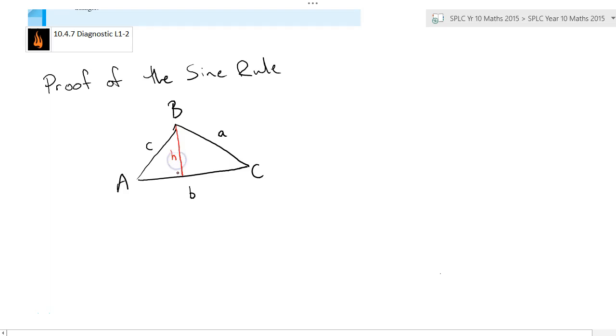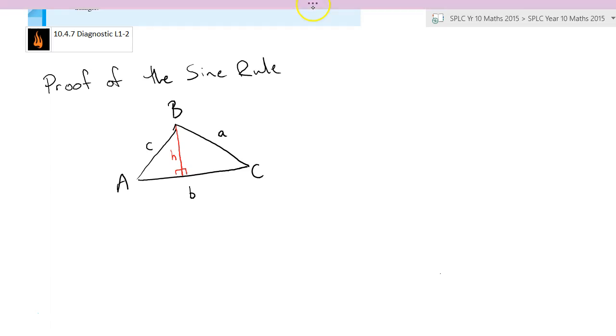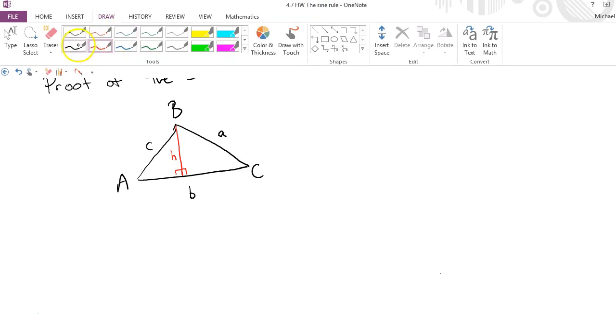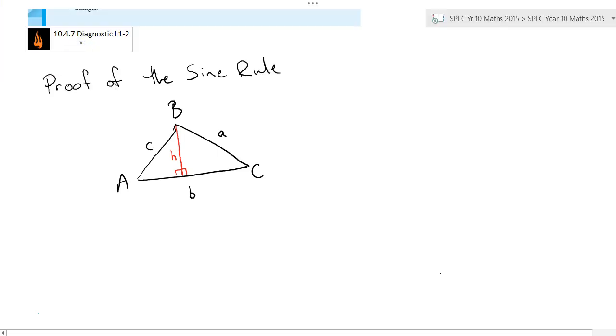What I'm going to do here is create an altitude, get the height of the triangle there. So just drawing from right angles on the base up to the top angle there. Note again that all the angles are labelled with capitals and all the side lengths are labelled with lowercase letters. Now all I'm going to do is find two expressions involving h.